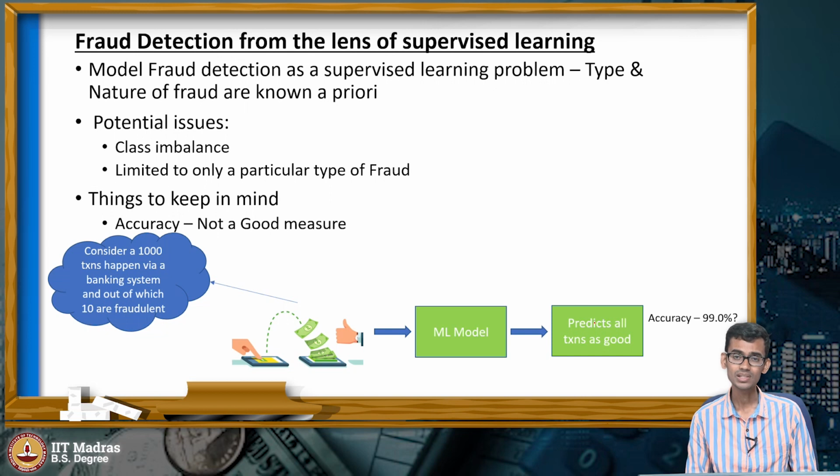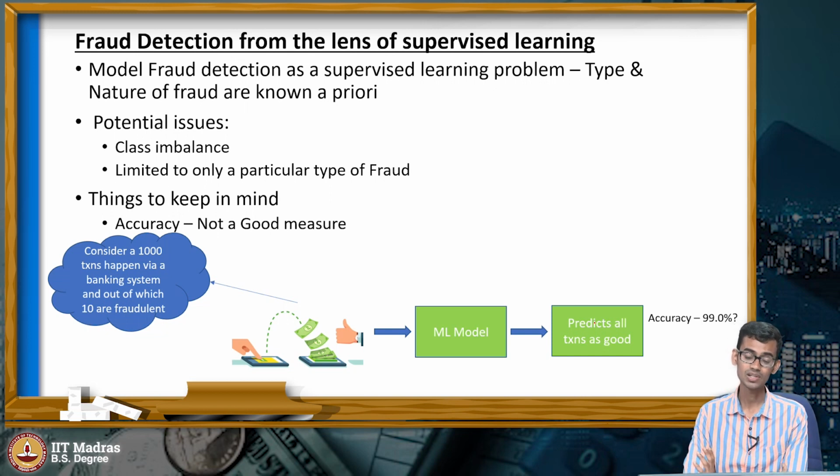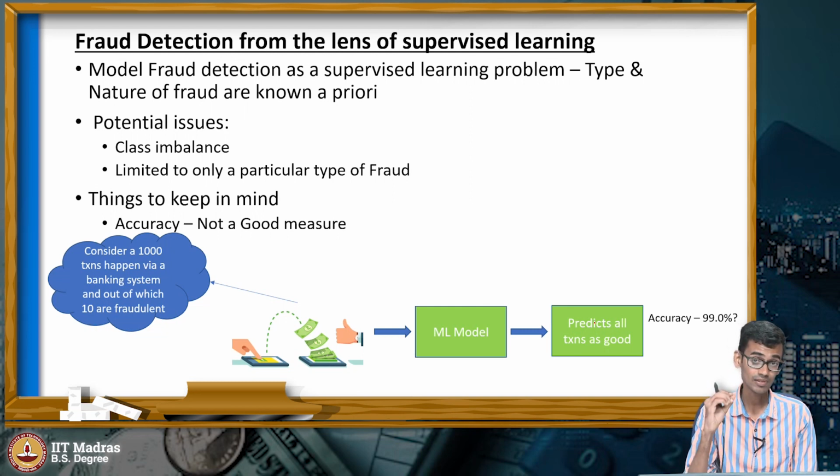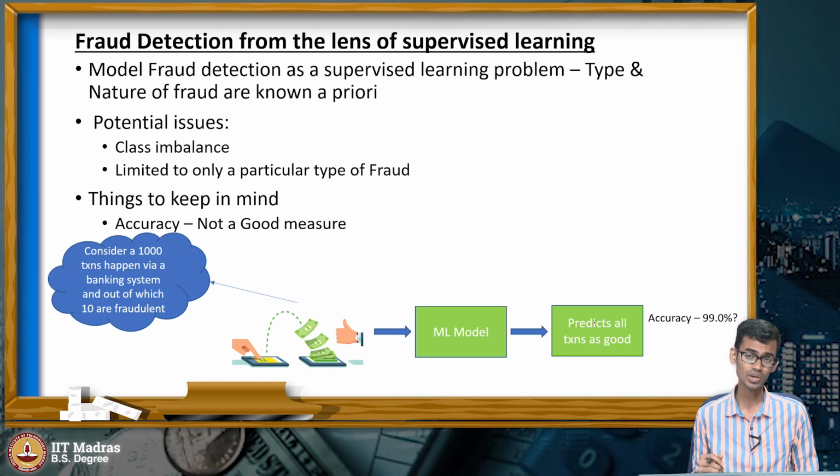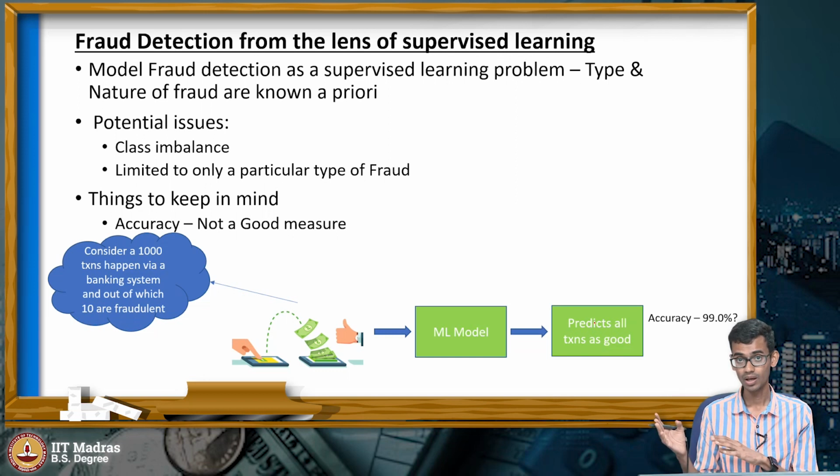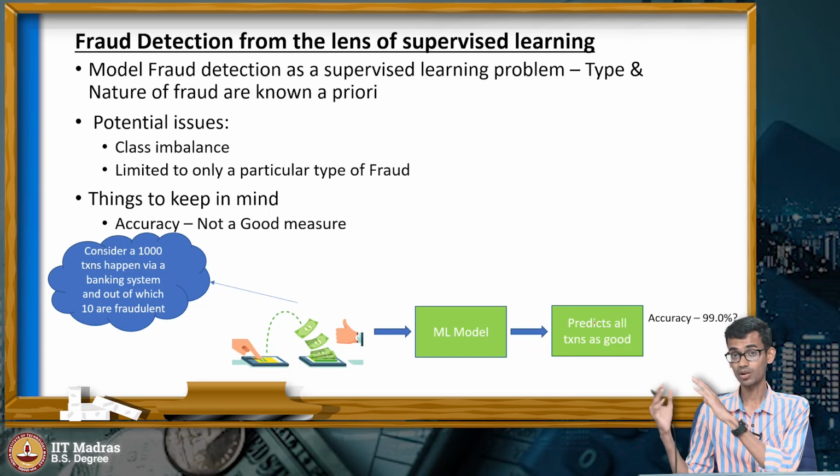Now let's see fraud detection from the lens of supervised learning. When we start seeing fraud detection this way, we make a strong assumption that the type and the nature of fraud is known to us a priori. Just to give an example, let's say you are building a transaction level fraud detection system. For every transaction you should be knowing if the transaction was fraudulent or not.